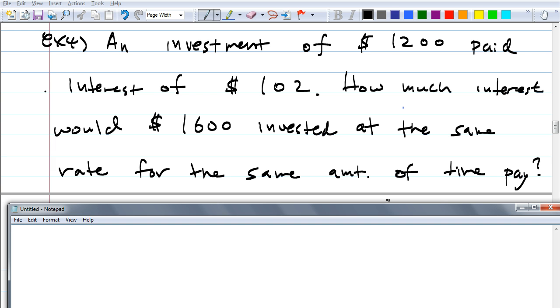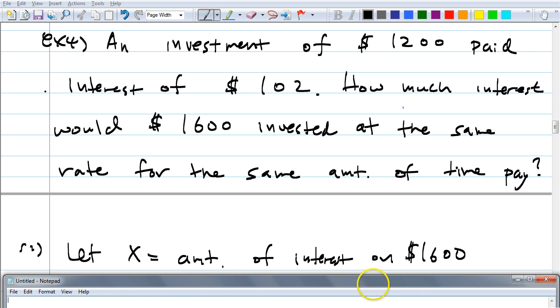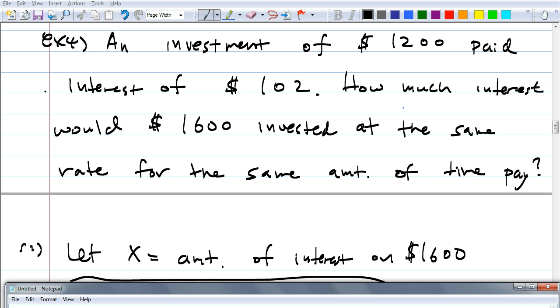What's my unknown? Pay attention, please. What does the X represent? How much interest is made from $1,600? That's exactly right. And I like how you were specific enough. Could I just say how much interest you made? Would that be specific enough? No, Kyle, why not? Because X is the interest of the 1,600, not interest for the 1,200. Does that make sense, guys?